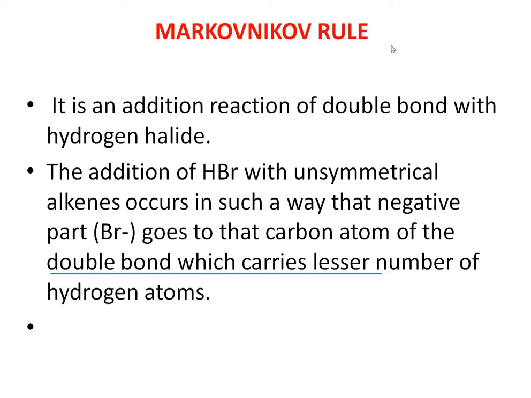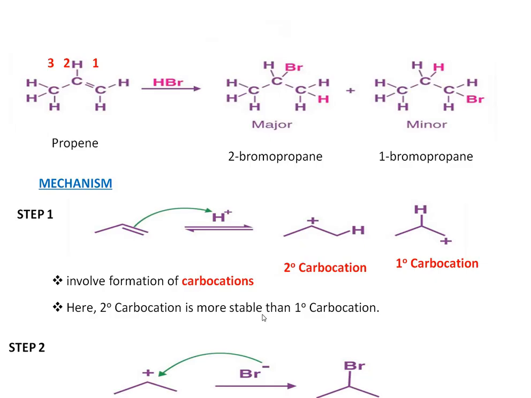As per the Markovnikov rule, this rule is applied to the addition reaction of a double bond with a hydrogen halide. When we do the addition of HBr to an unsymmetrical alkene, the negative part, Br minus, goes to that carbon atom of the double bond which carries the lesser number of hydrogen atoms.